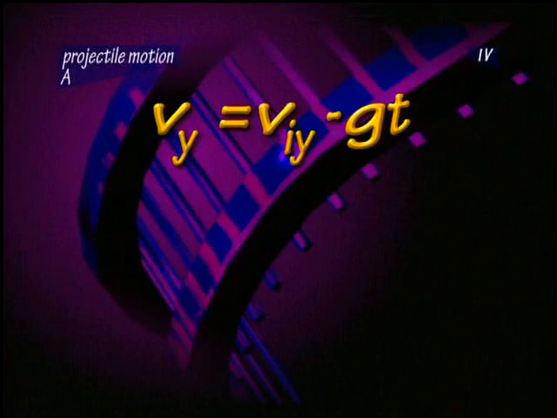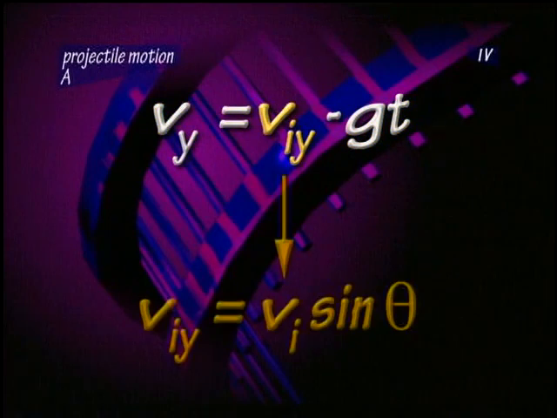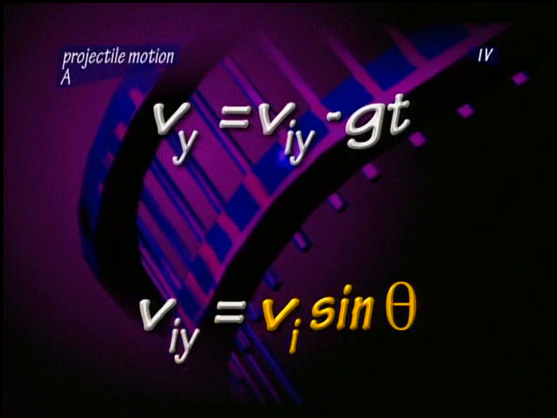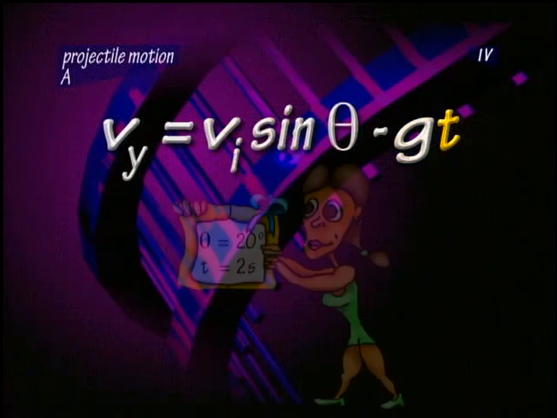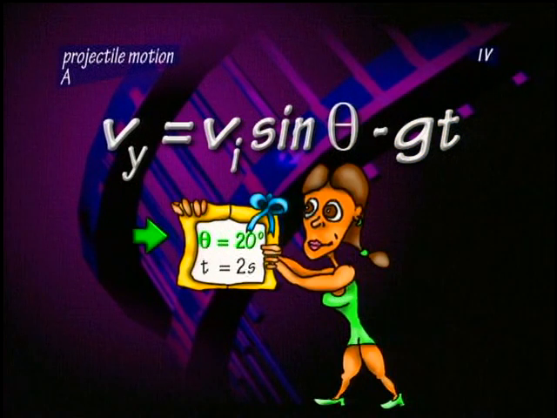In our equation, we have to find the initial velocity in the y direction, v sub iy, so we use the formula v sub iy equals v sub i times the sine of theta. Substituting v sub i times the sine of theta into our equation, we get that v sub y equals v sub i times the sine of theta minus gt. We were given the angle, theta, at which Bright as Light shoots the arrow as 20 degrees. We were given the total flight time, t, of 2 seconds.